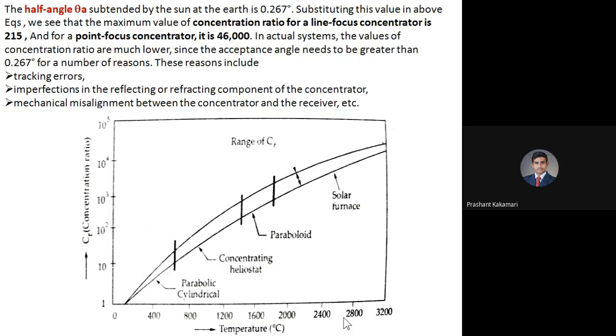So this graph will tell us the changes in the temperature with respect to changes in the concentration ratio with respect to different solar collectors. You can take 1 minute and observe this graph. After 1 minute, you can continue the class.